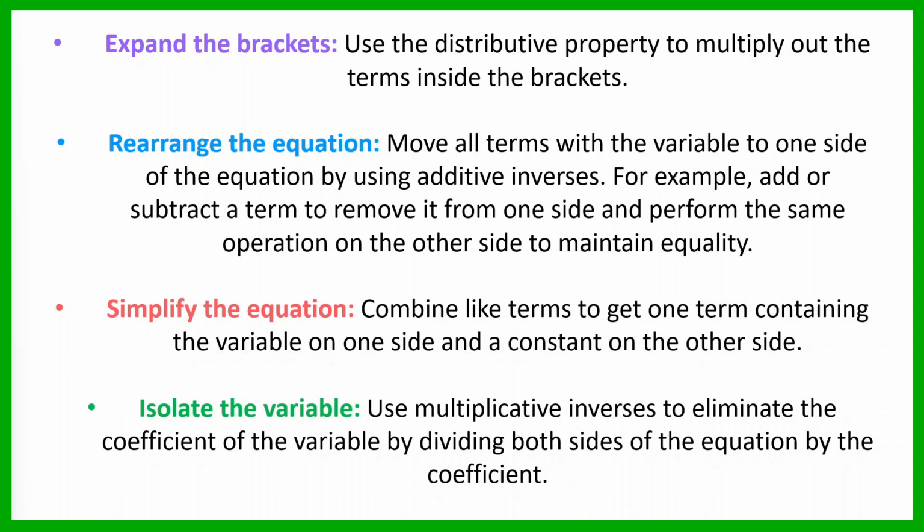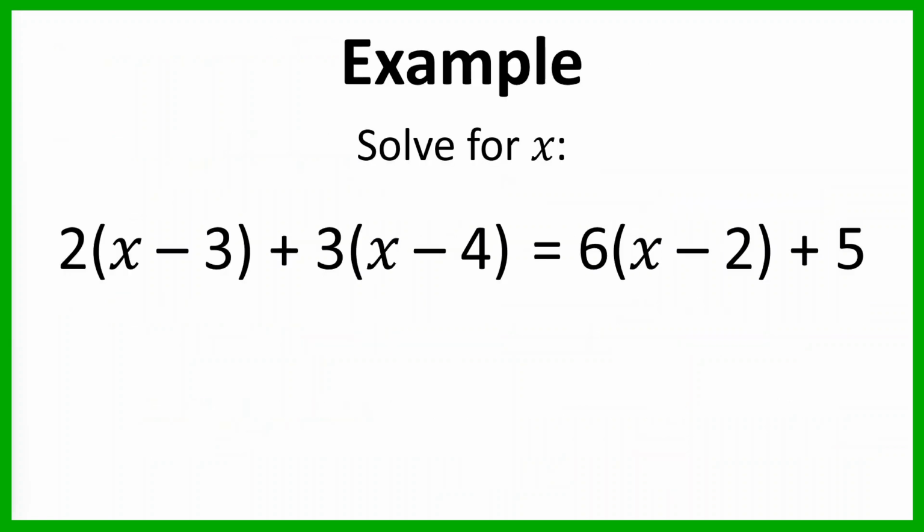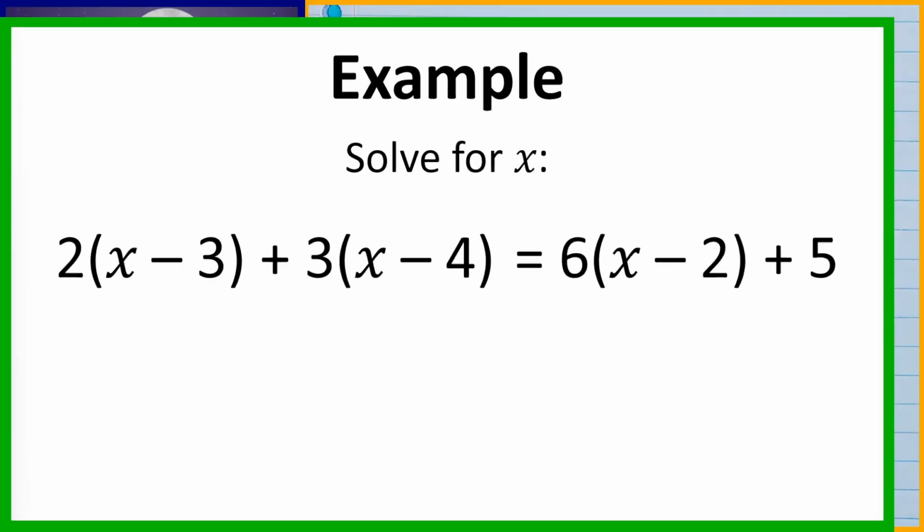Okay, so now we're going to go and do an example. In this example, we've got 2 times (x - 3) plus 3 times (x - 4) equal to 6 times (x - 2) plus 5. Okay, so let's have a look at how we would solve this equation.